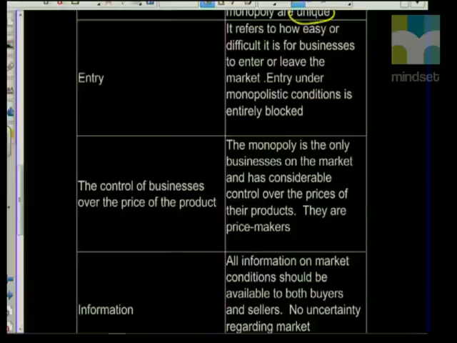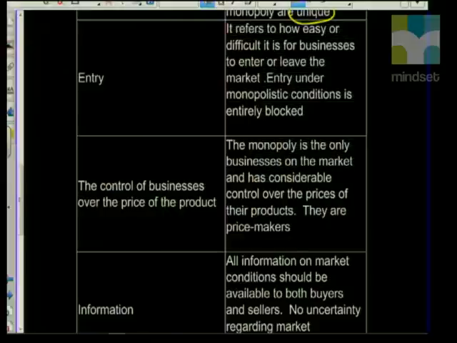Entry into the market, because there are certain restrictions. For instance, this person has a license to provide the product. This person is the sole owner of the natural resource. It is very difficult to enter the market. It's actually impossible to enter this market. So it says here that entry under monopolistic conditions is entirely blocked.